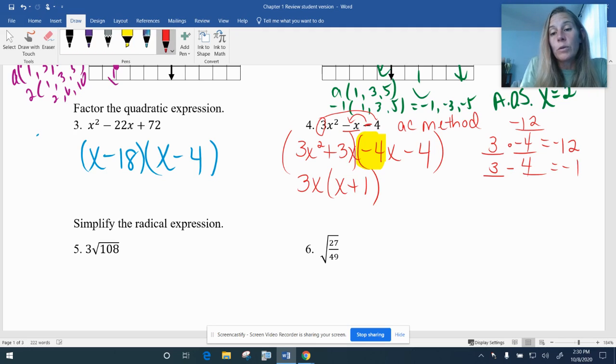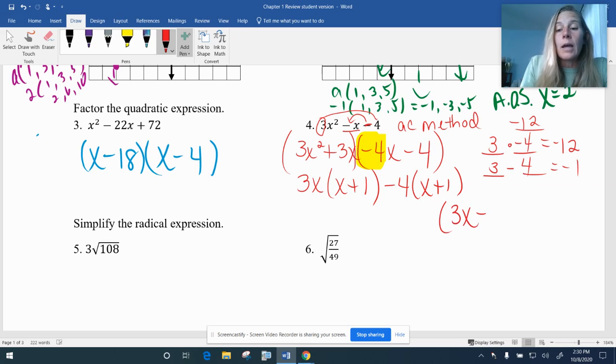When you take out your GCF on the second side, make sure that sign that's in front of that third term goes with it. So it'd be negative 4, and then you're left with x plus 1. So then your final two factors here would be 3x minus 4, which is the two GCFs put together, and x plus 1.